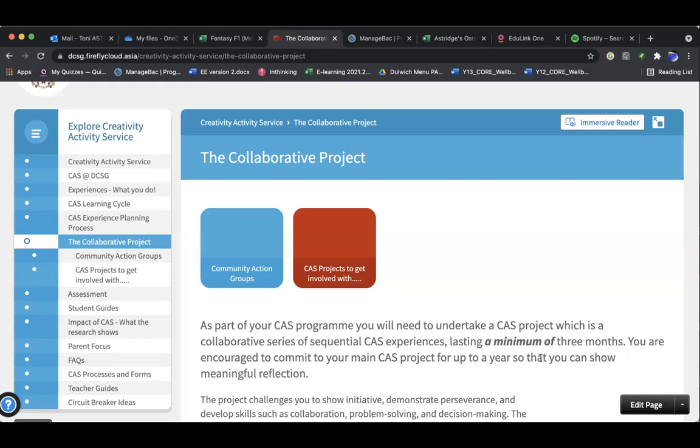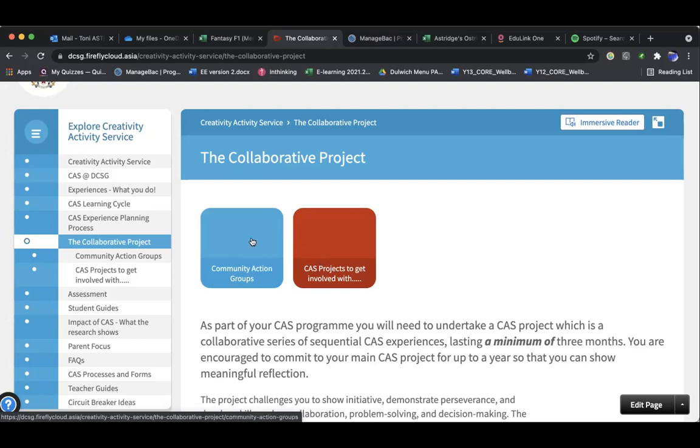If you are not sure about having your own project, the best thing to do is take over one that already exists. So I've shared this link into your Teams channel where it has some of the details about what the project is. And then there are 2 tabs here that you can use. The community action groups, which tend to be the bigger projects that are more focused within the community as a wider aspect in Singapore rather than just within the school, and then CAS projects that are more school-based in general.